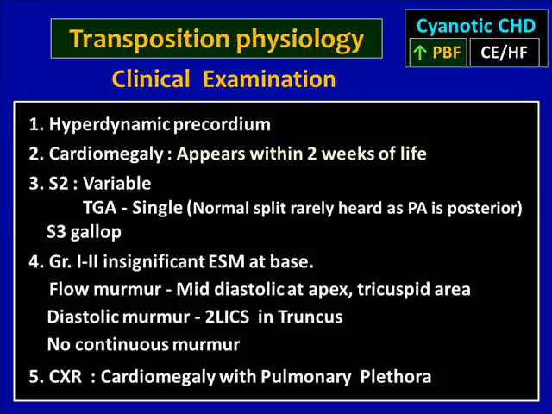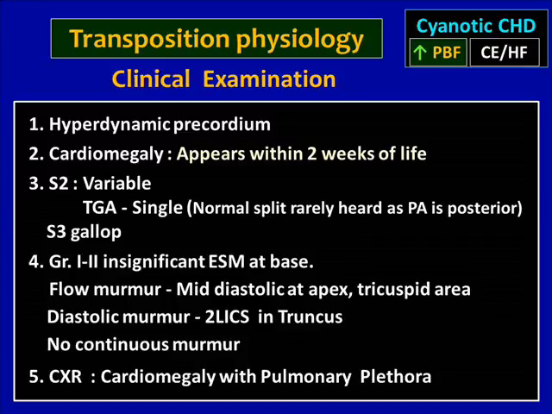So ultimately, putting all together, basically in both groups of cyanosis with decreased pulmonary blood flow and in increased pulmonary blood flow, there will be a single second sound in second LICS. S3 gallop may be heard. They may have only a short, insignificant grade 1 to 2 ejection systolic murmur at the base.